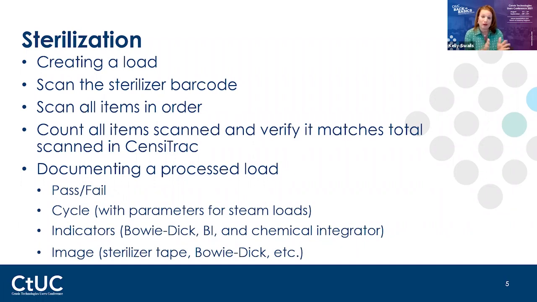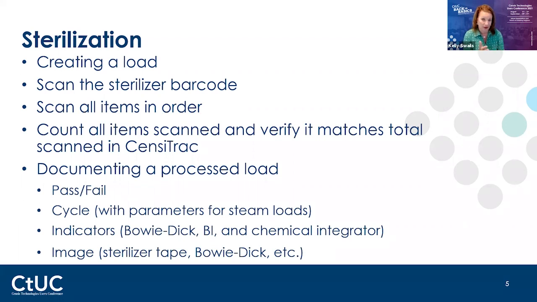So when creating a sterilizer load, I recommend you scan a sterilizer barcode and then scan your items in order. So think of it as left to right, top to bottom, like you're reading a book, or left to right, and then come back, that way you have a 3-tiered rack. Because you want to be in order.